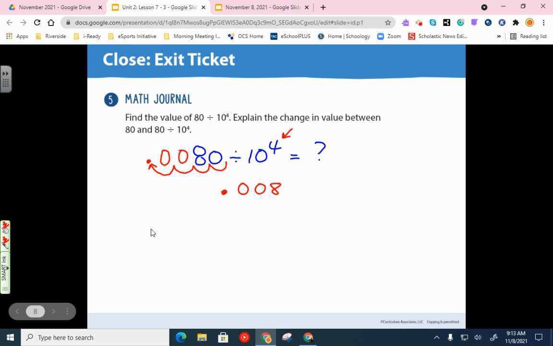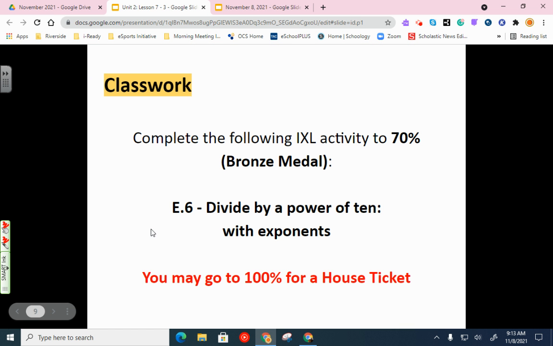All right, so your classwork is going to be E6 divide by a power of 10 with exponents. Just like Friday, 70% is the goal, but you may go to 100% for a house ticket if you'd like. All right, good luck, everyone.